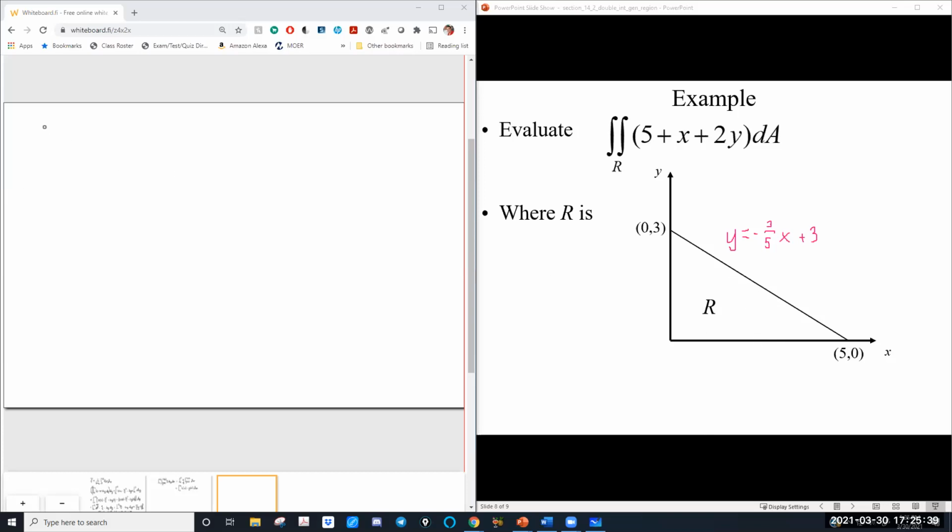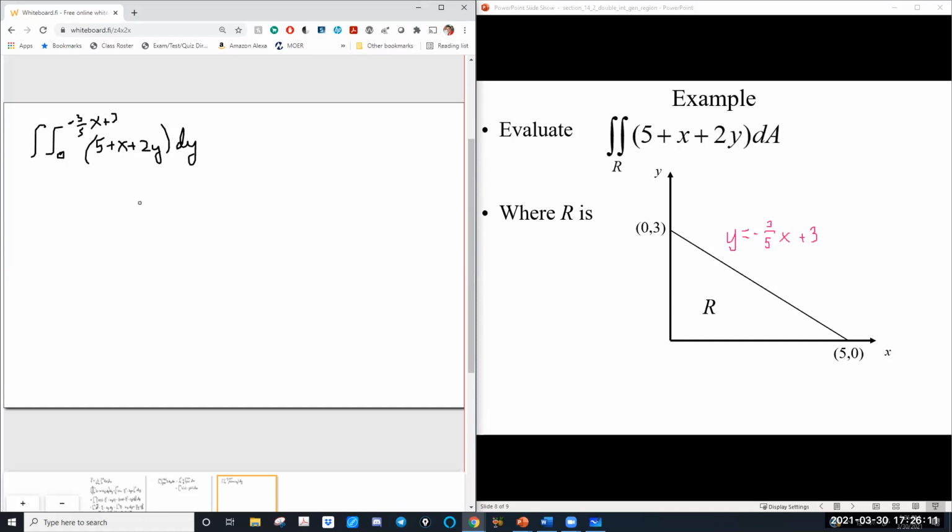So when I go to set up my integral, my lower limit on Y is 0. My upper limit on Y is this curve here, negative 3/5 X plus 3. And then we put in our integrand, which is 5 plus X plus 2Y. And we're doing dy first.